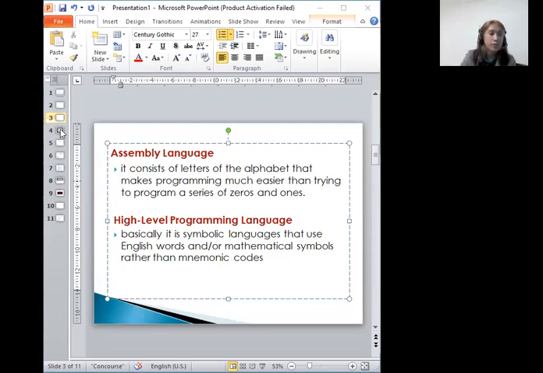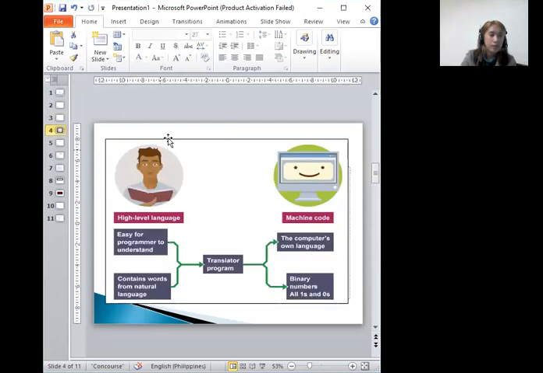Okay, next one. I'm going to discuss the given figure also. So in the middle part, meron tayo medium or channel, which is the translator program. Like what I've said earlier, for the high-level language, one of the requirements is a compiler and interpreter. So, ini-interpret muna sila, pinocompile muna sila bago yung execution ng program into binary codes. So, the high-level languages are easy for programmers to understand because they contain words from natural languages, just like in the assembly languages, okay?